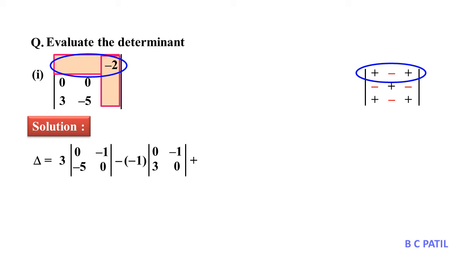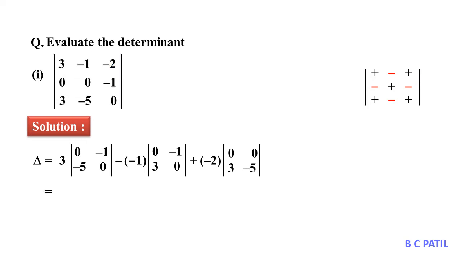Next one, plus minus 2 into, delete its row and its column element. Remaining elements are 0, 0, 3, minus 5. Next step, 3 into determinant of 0, minus 1, minus 5, 0, which is product of diagonal elements minus product of non-diagonal elements. That is 0 minus minus 5.